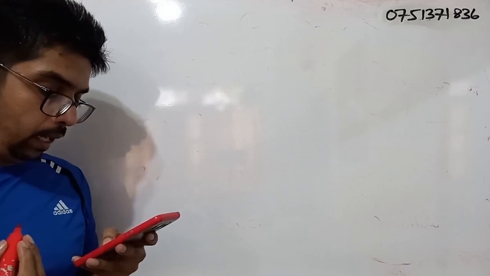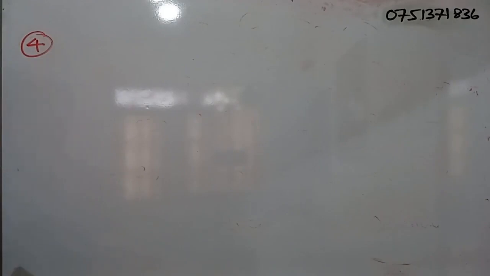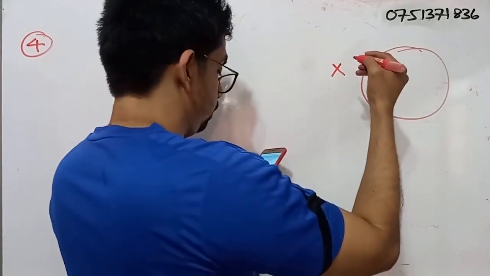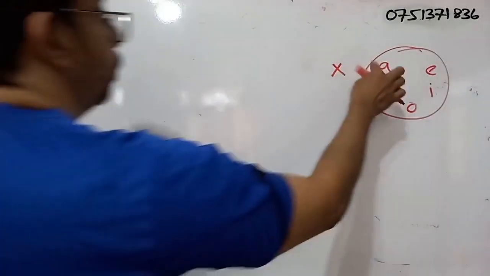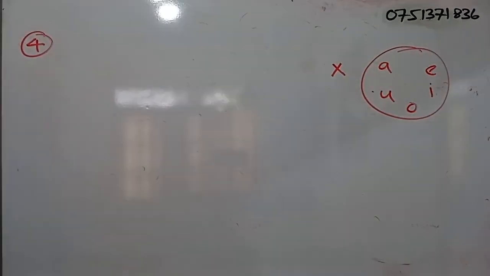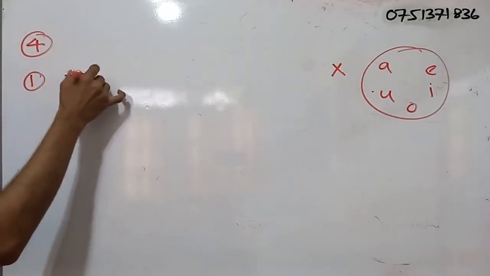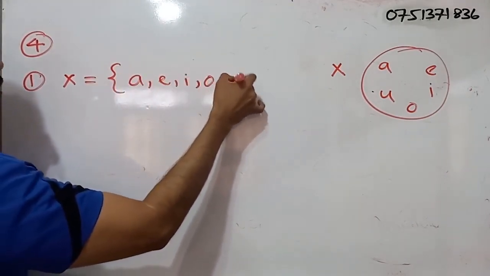Question number 4. The set X has been represented by a Venn diagram here. Okay. So we will write it. X. So this is a Venn diagram. So there are some letters. How many elements are there? 5. So 1, 2, 3, 4, 5. Right. Under that, part 1. Express a set X in a different form by writing the elements of X within curly brackets. Right. So what is that? Listing of elements, no? Right. So X equals curly brackets A, E, I, O, U.